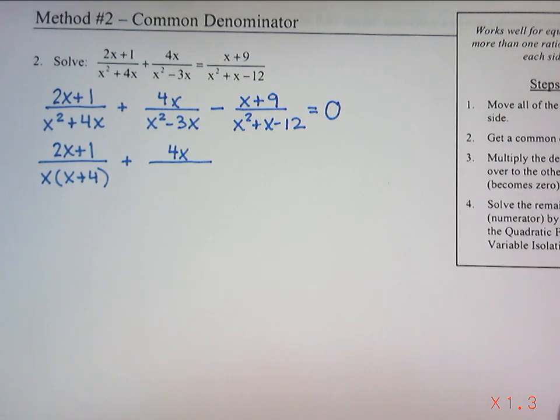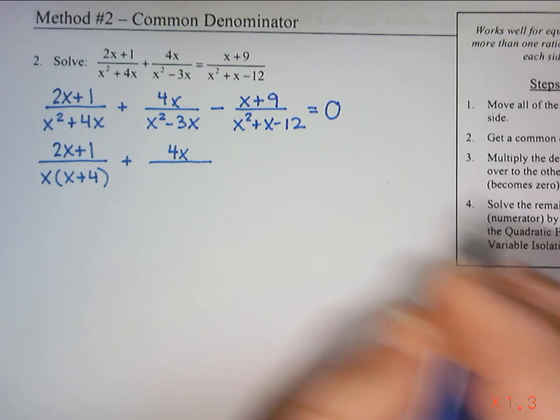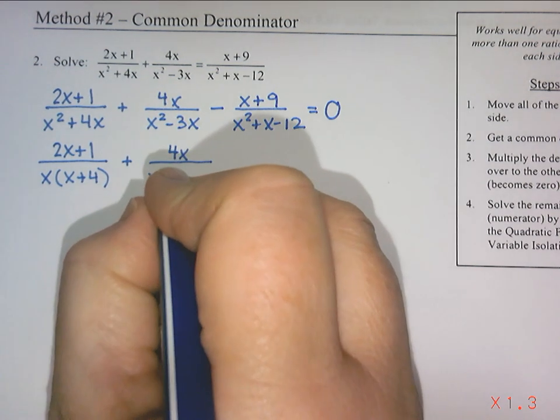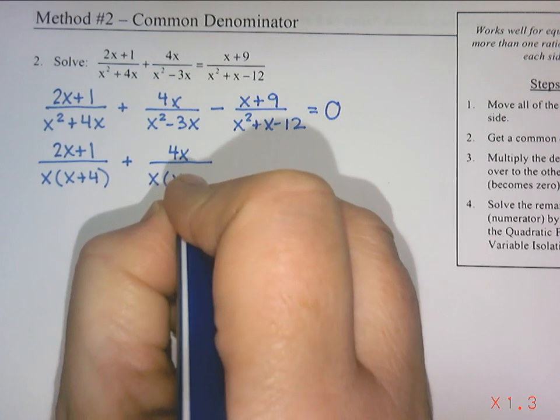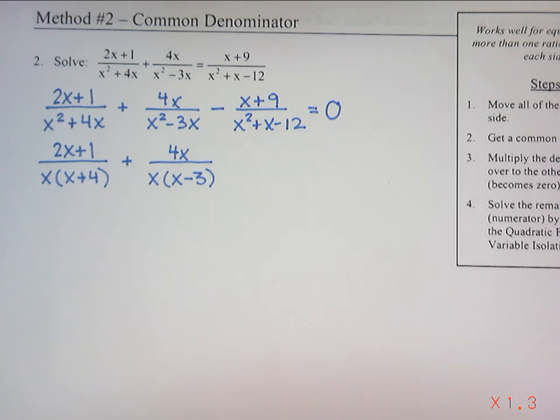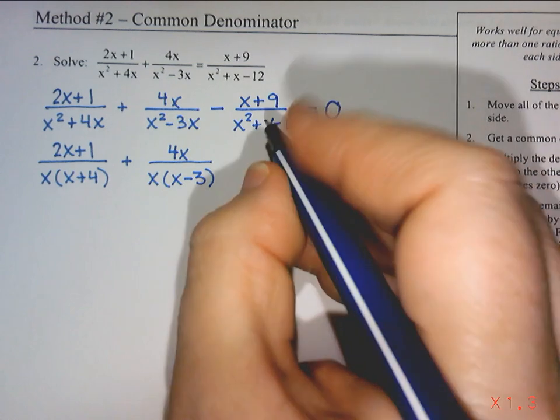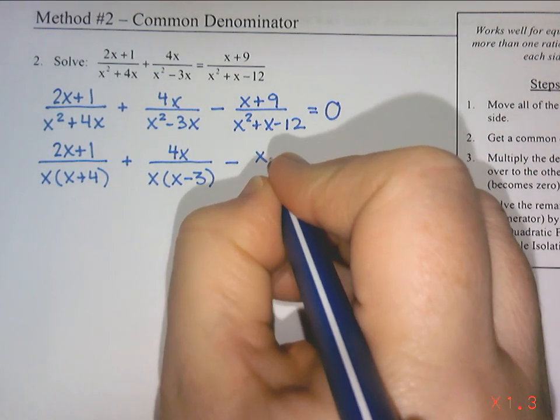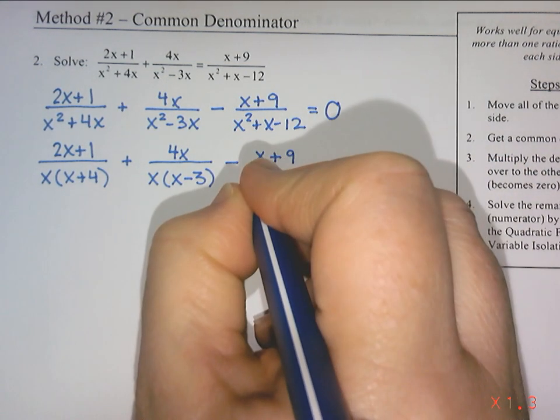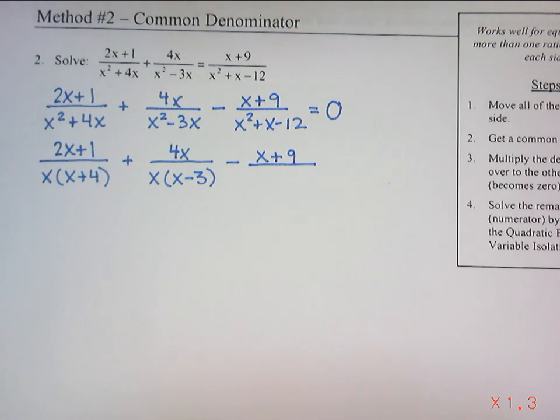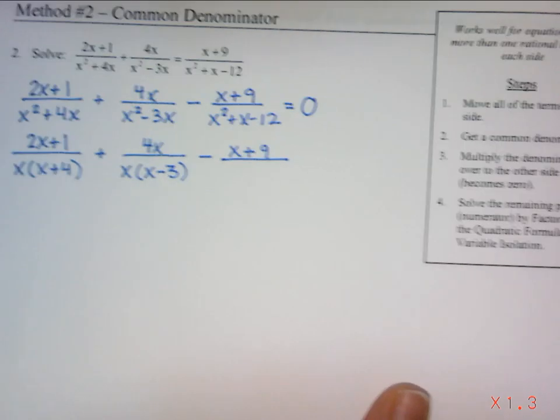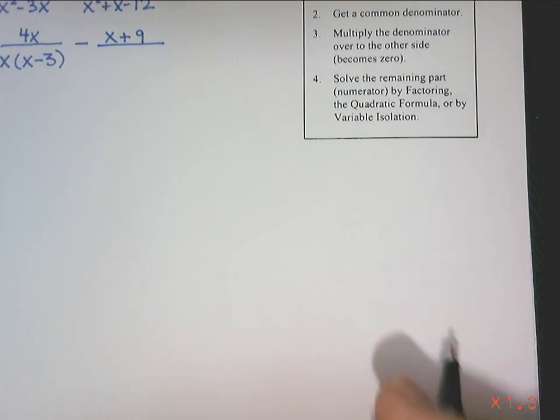x² − 3x. I'm looking at that denominator. I see that there's two terms, and they both have an x. So I'm going to common factor out x to get x(x − 3). My third one, I'm leaving the x + 9 alone. And then the x² + x − 12, I am going to take that over here to the side where I have a little bit of space.